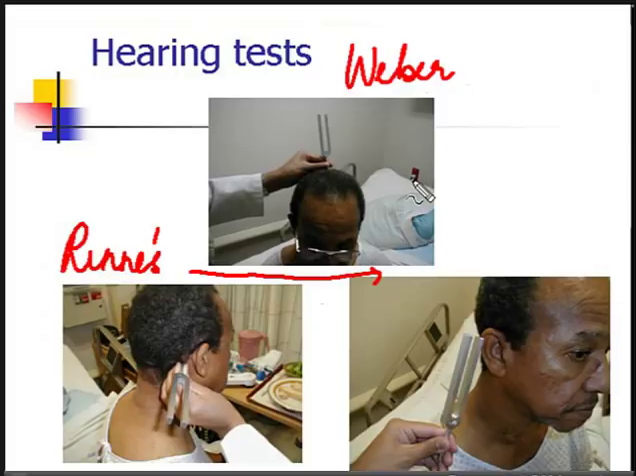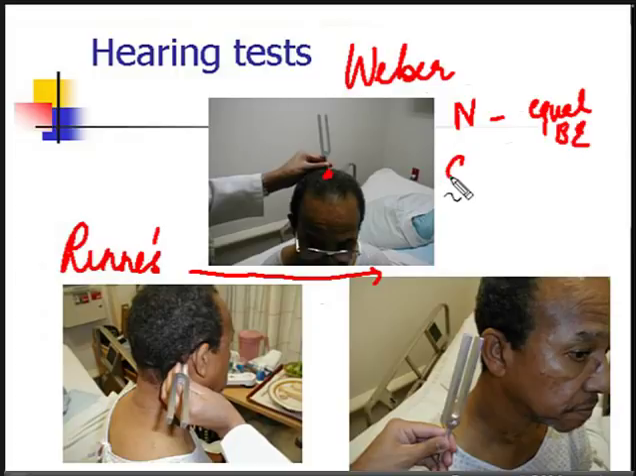So let's say that you strike a tuning fork and you place this vibrating tuning fork on the vertex of the skull, this top point of the skull, and you ask the patient how he or she hears the sound in both ears. If the ears are normal, the sound is equal in both ears. So if somebody has normal hearing, their sound is equal in both the ears.